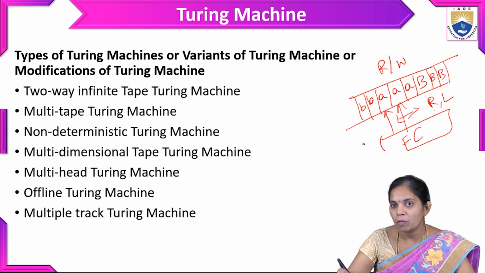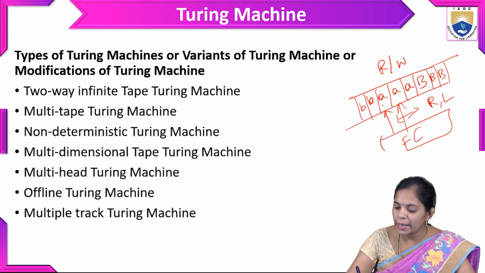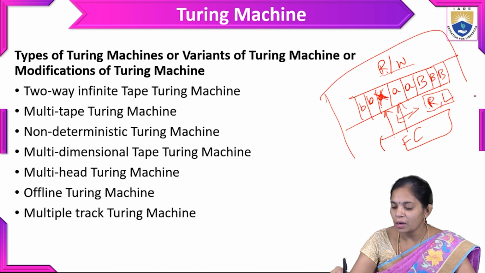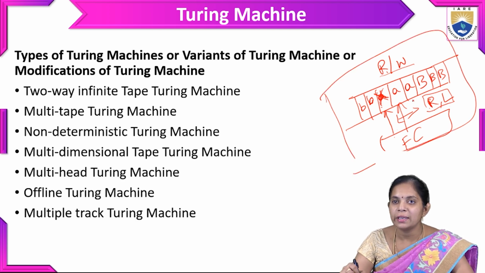Read and write operations are like this: the finite control is at this place, here A is read and this A is replaced with X. That is, A is read here and X is written in this place, instead of A. So we have two operations called read and write, and we have the moves left and right. This is the standardized Turing machine.